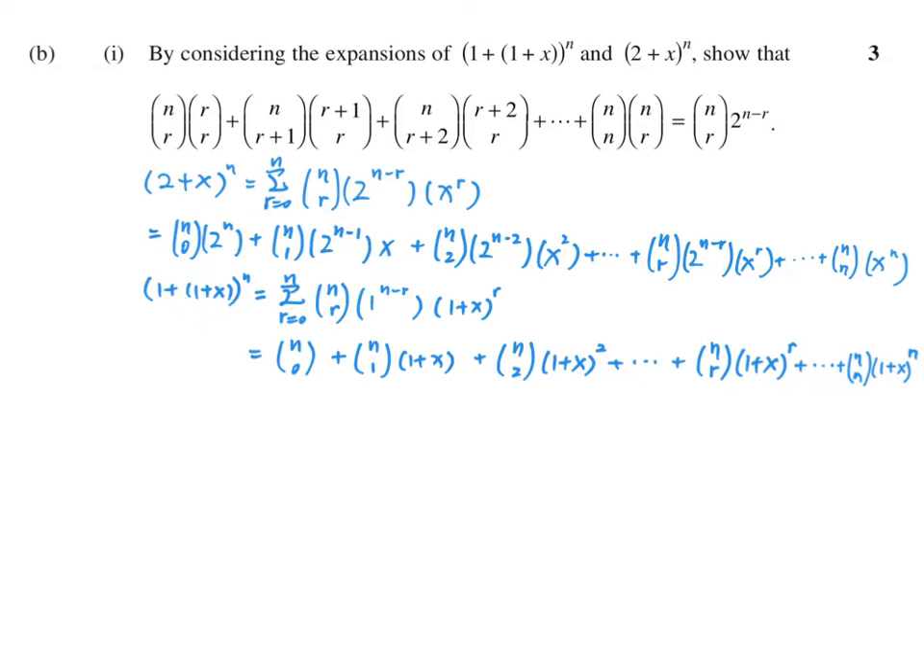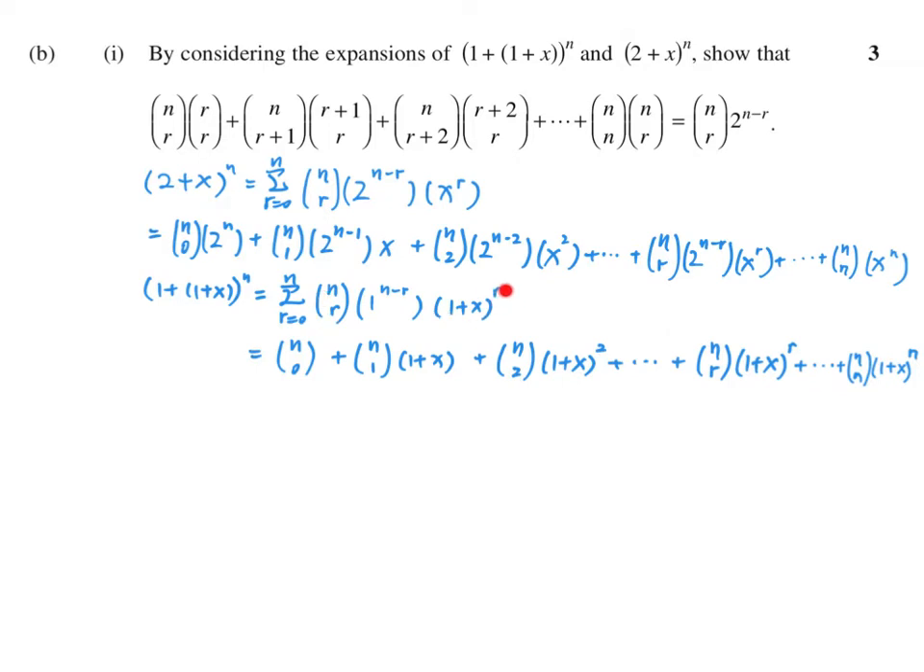The second term is the bracket 1 plus x to the power r. Since 1 to the power of anything is always 1, and 1 times any number is itself, we can just ignore this term. So starting from 0, first of all, it should be nC0, 1 plus x to the power 0.